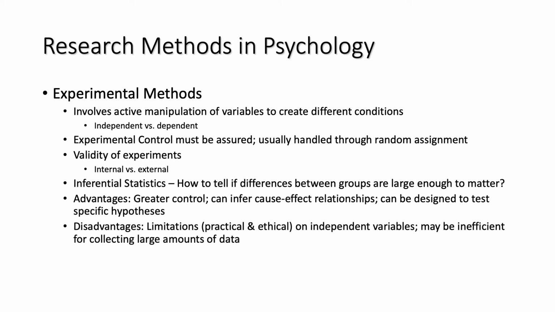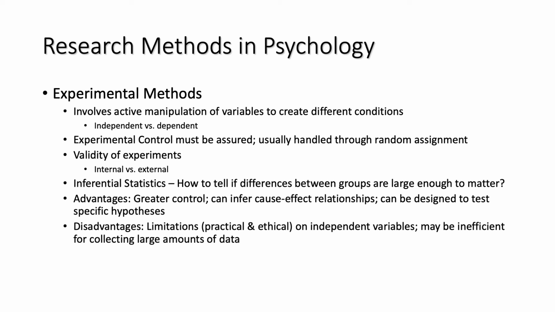Now, there are some advantages to doing experiments rather than correlational studies. You've got a lot more control over what happens, and the big one is that you can infer cause-effect relationships. If you have done your experiment correctly, you can say with some degree of confidence that a change in the independent variable is the cause of the change in the dependent variable. Because if you recall, in correlational studies, you can't ever draw that cause-effect conclusion.